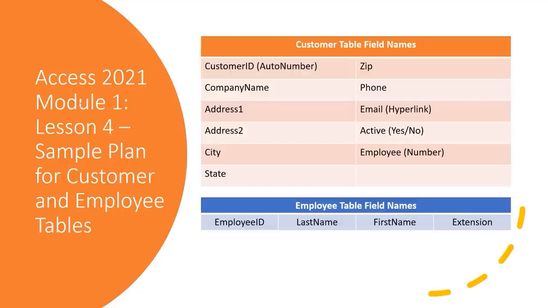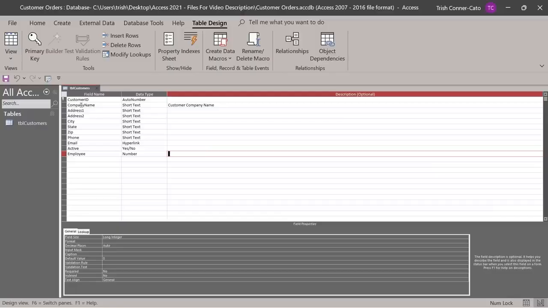So I'm going to have you complete the rest of the fields just for the customer table. All of them except the last 3, email, active, and employee, all of them will have the short text data type. So email, you want to use hyperlink, active, yes, no, and employee number, but otherwise you're going to do short text. So go ahead and finish entering these fields in the customer table. And when you're done, your screen should look like this.